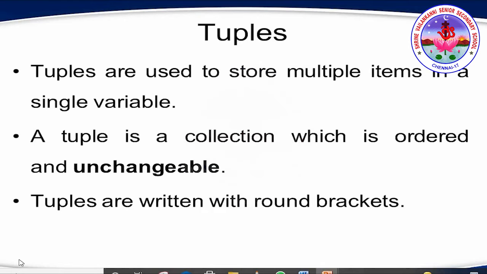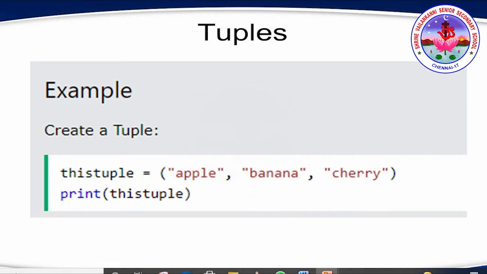Tuples are used to store multiple items in a single variable. So we have lists. Why do we use tuples? There is a difference between lists and tuples. A list is mutable and tuples are immutable. That's why we are using tuples. They are an ordered and unchangeable collection of data. Tuples are written with round brackets, normal brackets. Let's see an example to create a tuple.